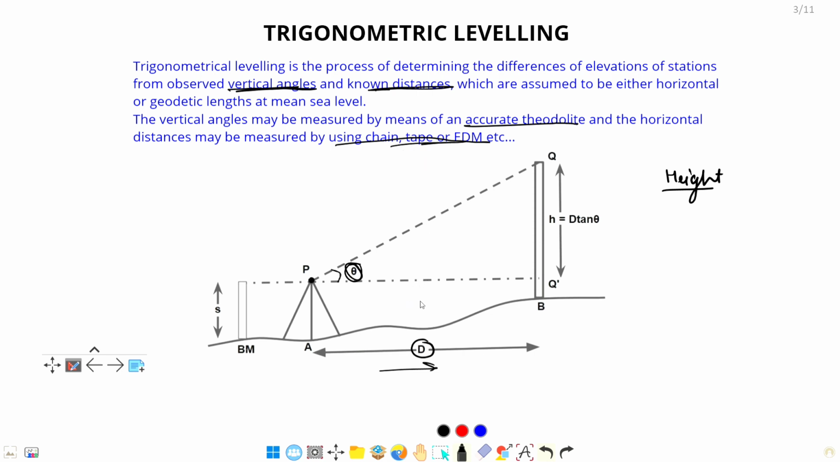So let's move on in trigonometrical leveling. It is very easy, and if you know the concept of angle of elevation and angle of depression, then you will solve the whole trigonometrical leveling questions very easily. You can see in this figure theta is the angle of elevation, and this much height is represented by d into tan theta. In the same way we will do the whole thing. Let's see them one by one.